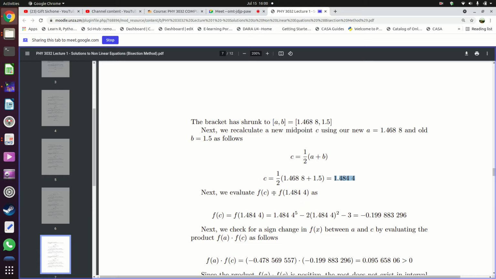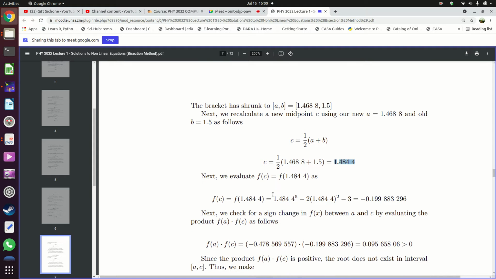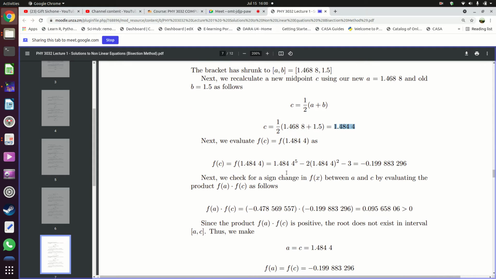Then you find the value of the function at this midpoint. So f of 1.4844 is 1.4844 to the power 5 minus 2 times 1.4844 to the power 2 minus 3. It gives you minus 0.199883296. This is the value of the function at the midpoint. It's negative.